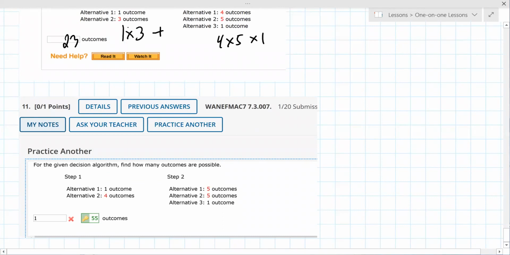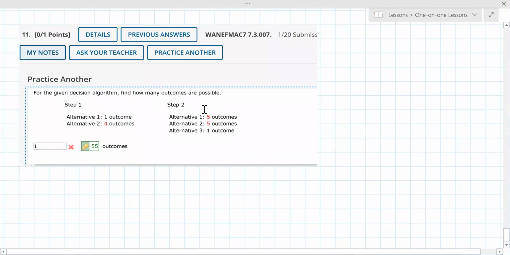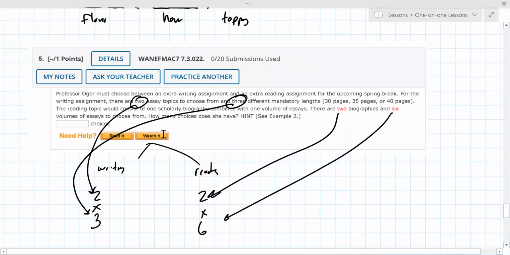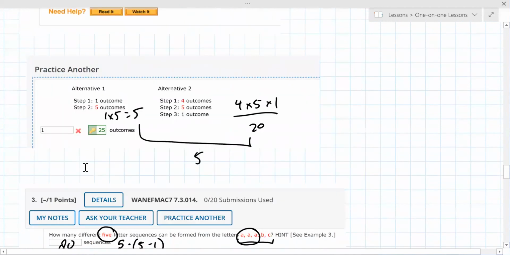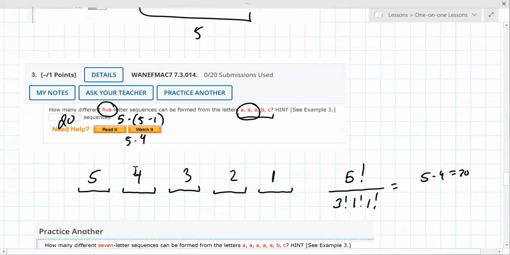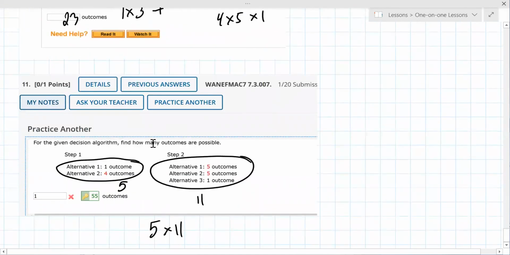55. Now, how did they get that? So one way is they got 5 here and 11 here. That's 5 times 11. Oh, okay. So this is different. I see now. Instead of it saying alternative 1, alternative 2, it's step 1, step 2. You're going to have to pay really close attention whether it's a step or, like we were doing in this one up here, an alternative that comes before the step. So it's a simple distinction, but it's easy to get it wrong.